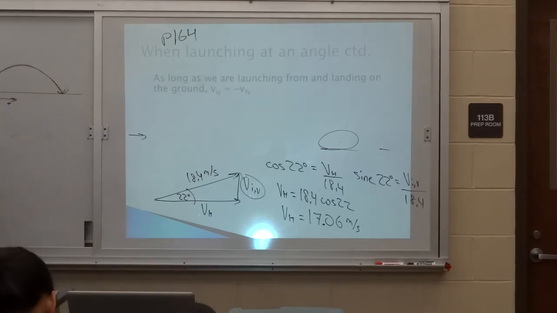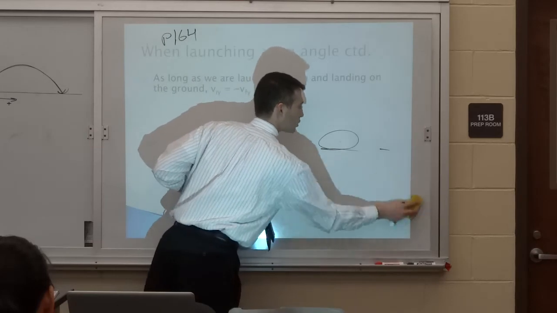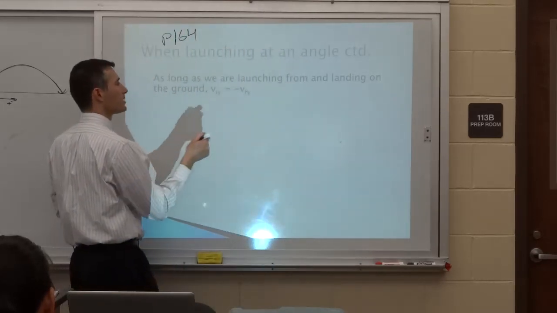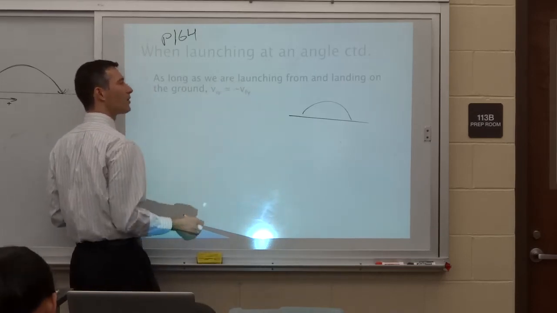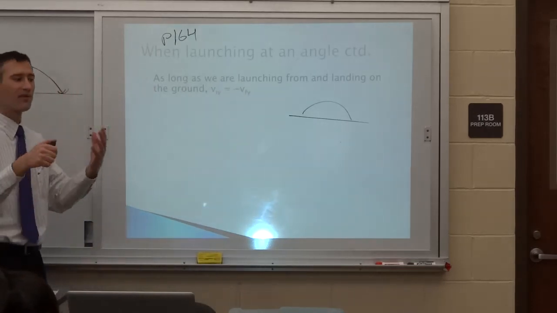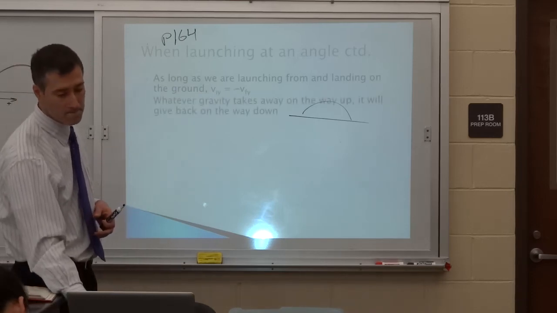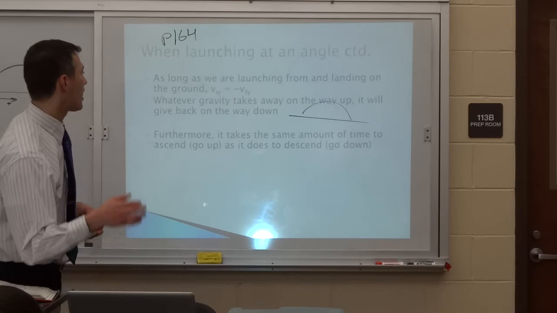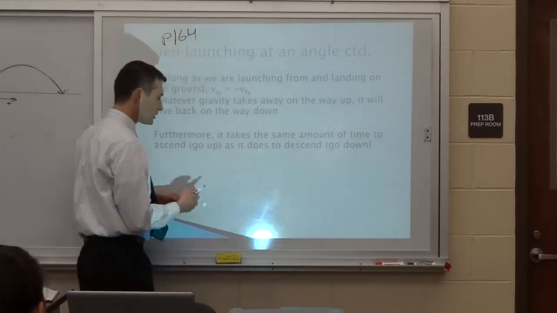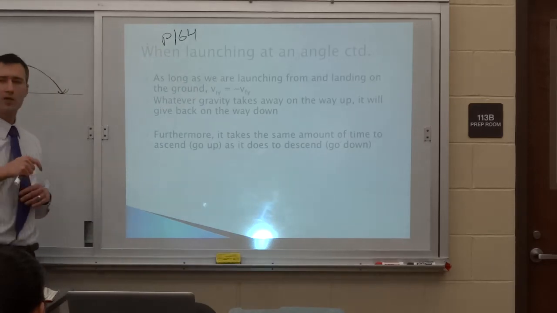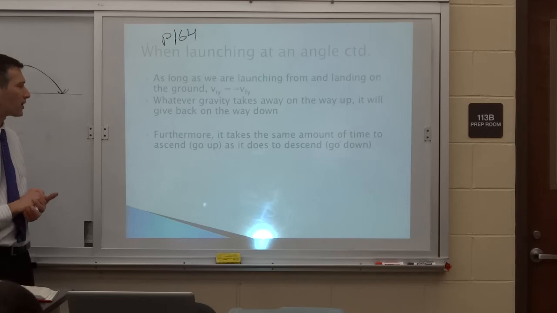I believe we did say last week that for this special type of problem where we're starting and stopping on the ground, the initial vertical velocity and the final vertical velocity are the same thing, except the final vertical velocity is negative. We just saw that with problem number 41. One other thing which won't really come into play is it does take the same amount of time to go up to the top of the trajectory as it does to come back down to where we started.